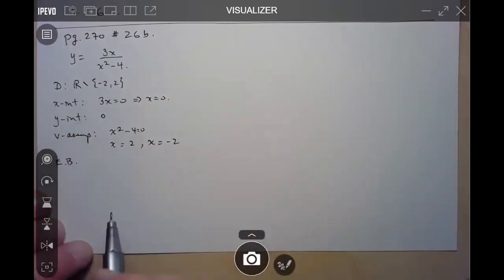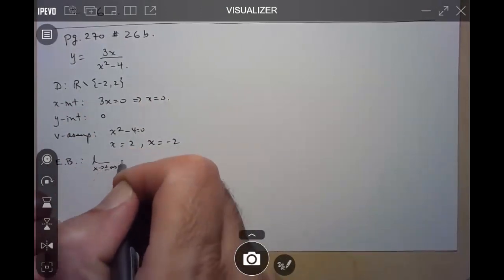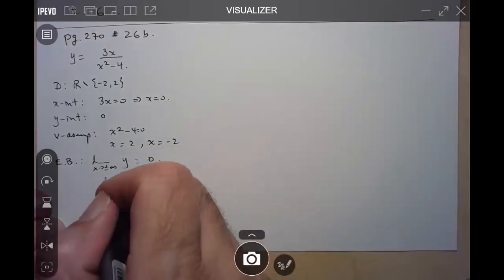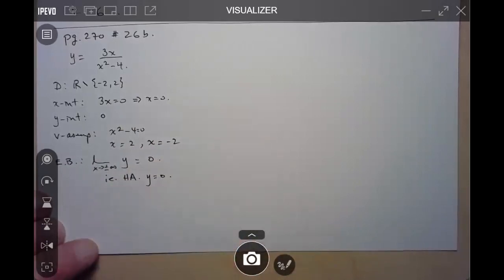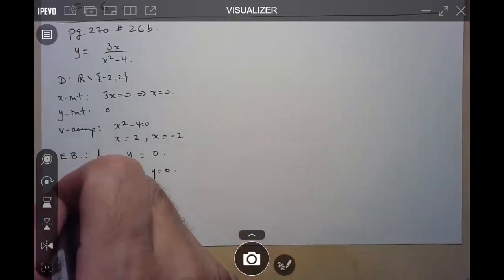Hence, we know that this is going to be approaching 0. So the limit as x approaches positive or negative infinity of my function is going to be equal to 0. So that means essentially that we have a horizontal asymptote of y equals 0. Okay. And lastly, I'm going to find the sign of the function.